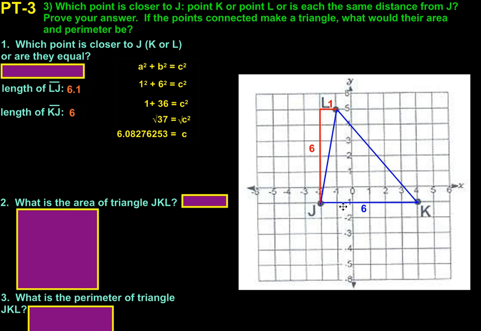If K is only 6 away from J and L is 6.1 away from J, K is closer to J.